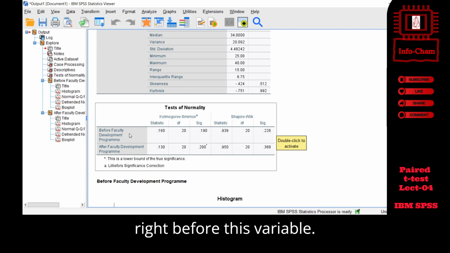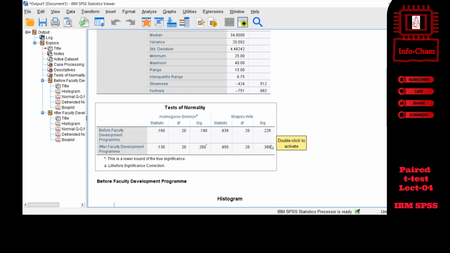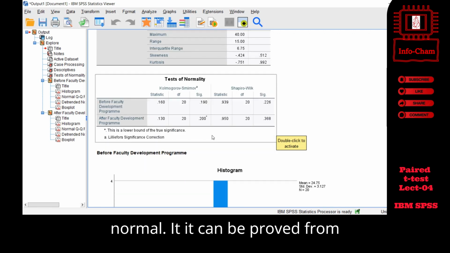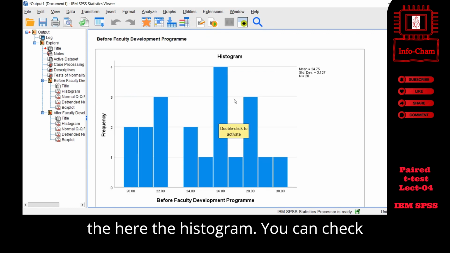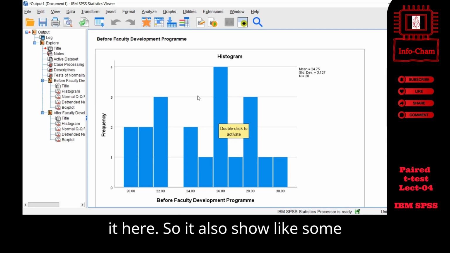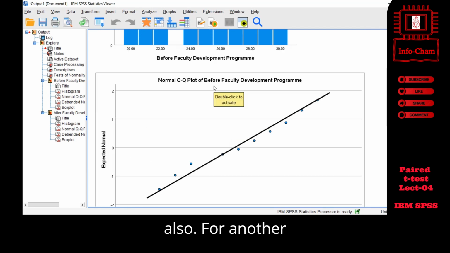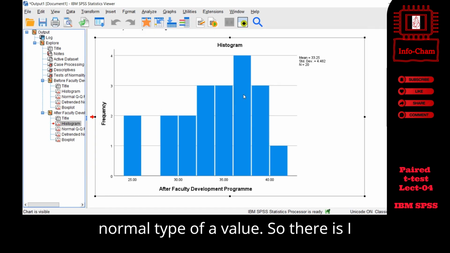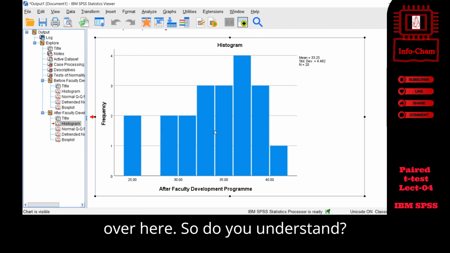So with 95% confidence we can say that this is normal data, right? That was the first variable; let's go for the second variable. Again, it is a high value. It means both variables look normal. It can be proved from the histogram; you can check it here. It also shows a normal type of curve, right? So check it. The second variable also looks like a normal type of distribution. I cannot see any tail over here.